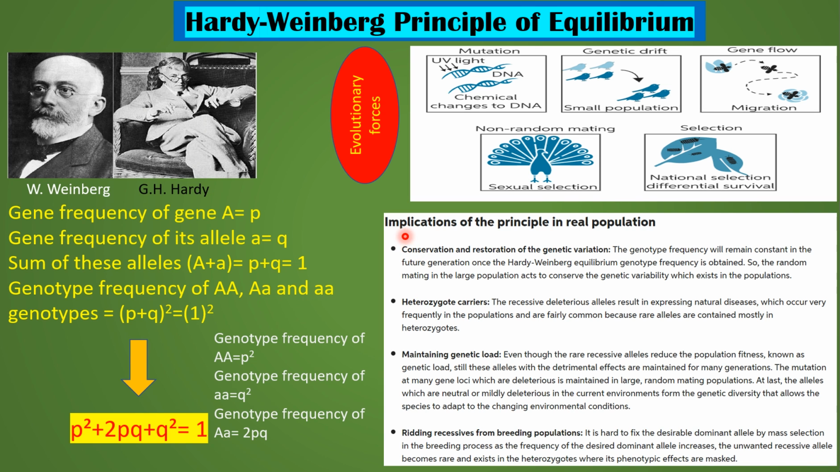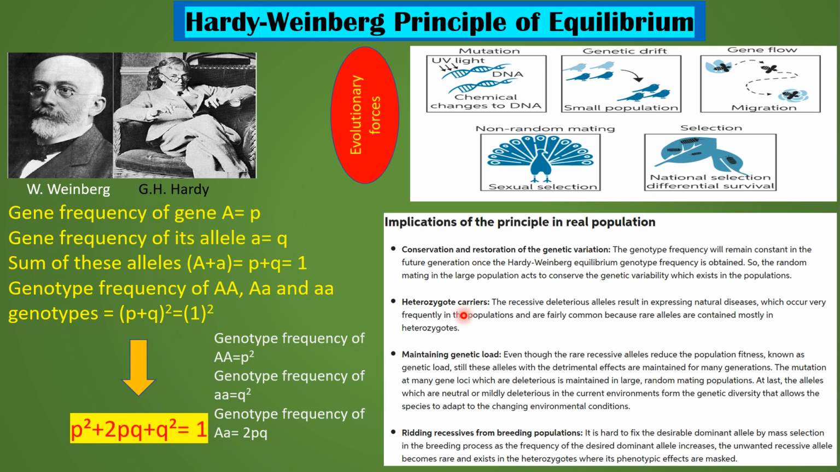Now, if we observe the implications of this principle in real populations, here I am going to discuss 4 points. First point: conservation and restoration of the genetic variation. The genotype frequency will remain constant in the future generations once the Hardy-Weinberg equilibrium genotype frequency is obtained. So, the random mating in a large population acts to conserve the genetic variability which exists in the population.